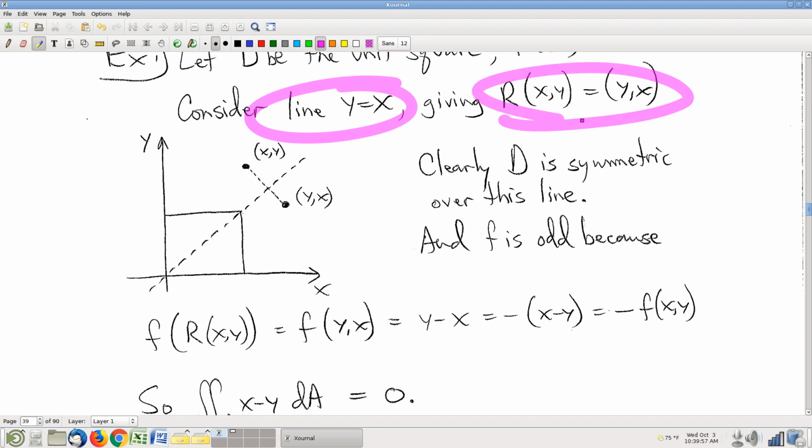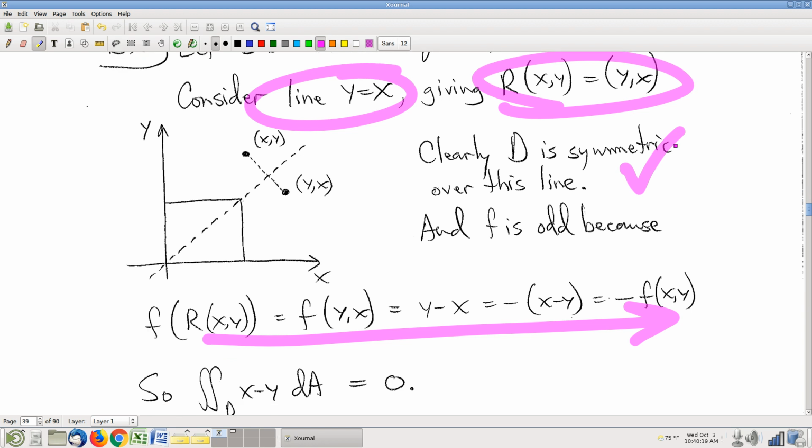You've got to write down the formula for the reflection. You've got to show that the function is odd. And you have to assert correctly that the domain is symmetric. You don't have to prove the domain is symmetric. It's usually geometrically pretty clear, right? So these are the 4 things that you've got to give me. If you give me those things, then you are welcome to say, ergo, this integral is 0 by symmetry.